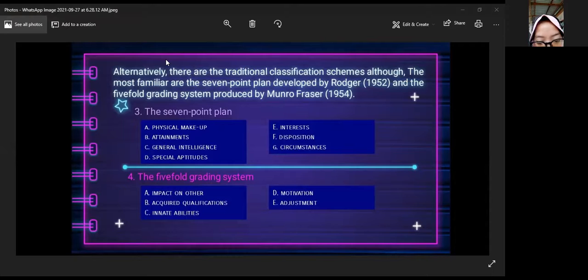And next, the five-fold grading system. The first is impact on others, like physical makeup, appearance, speech, and manner. Then acquired qualifications such as education, vocational training, work experience. And innate abilities such as natural quickness of comprehension and aptitude for learning. And the motivations, the kinds of goals set by the individual, the consistency and determination in following them up, and success in achieving them. And the last is adjustment. This is emotional stability, ability to stand up to stress, and ability to get on with people.